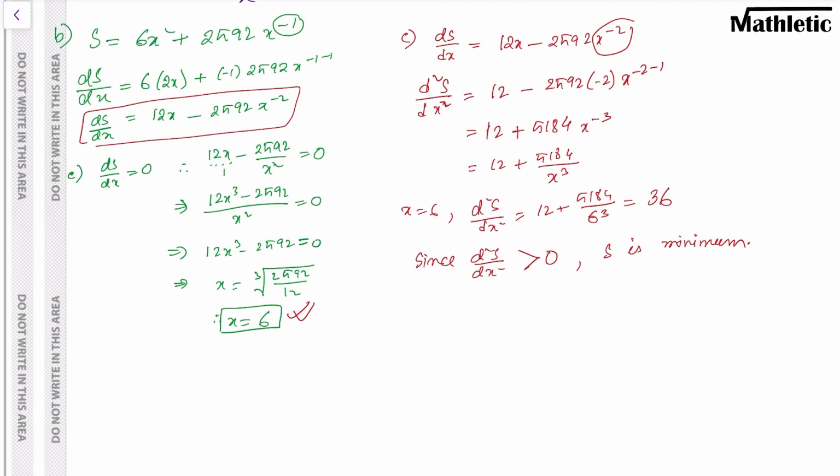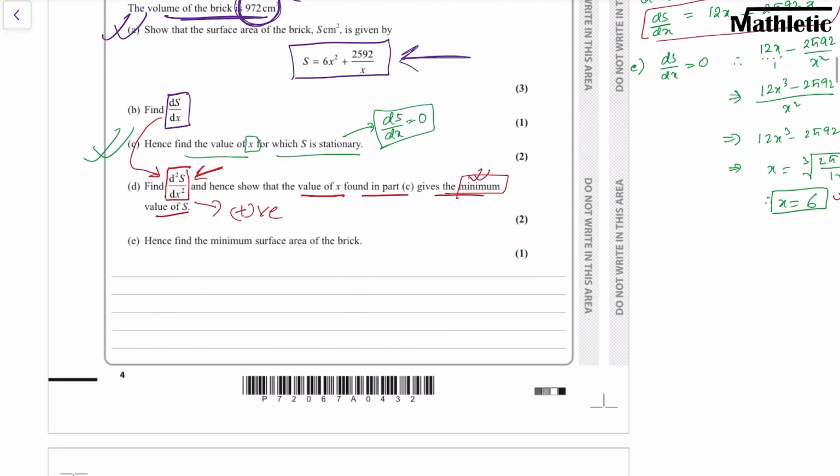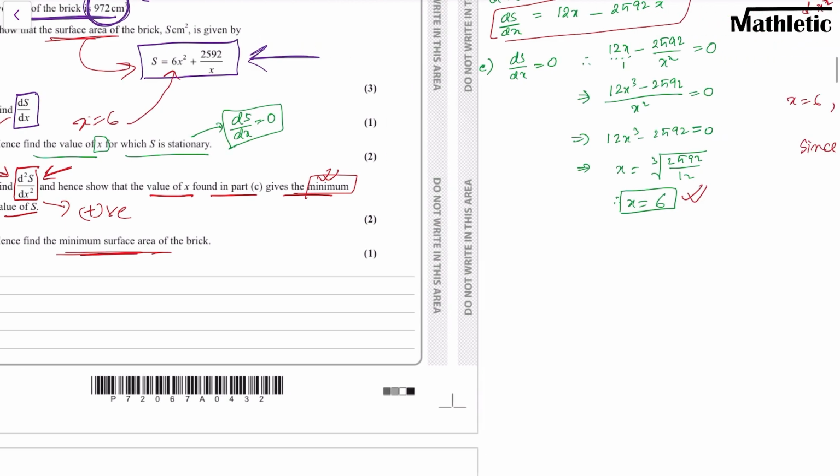Okay, next, the last one: find the minimum surface area. As in, the surface area is represented by S, so we need to find the value of S. We know the value of x is 6, so we will just substitute the 6 in this expression.